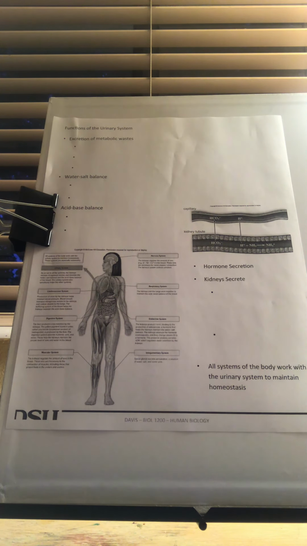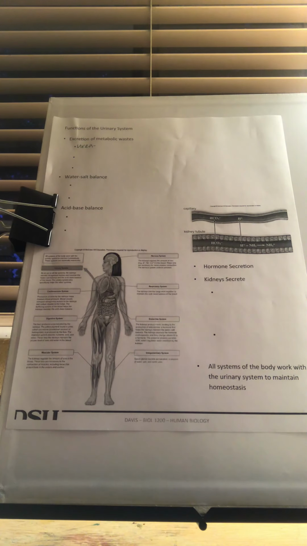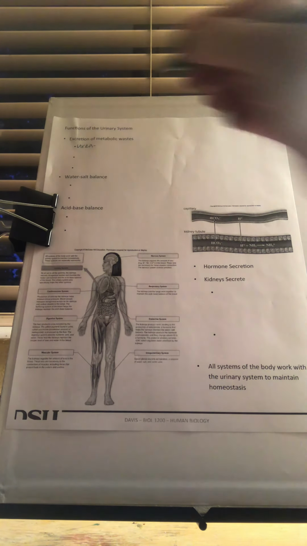All right, let's start with functions of the urinary system. So first is the excretion of metabolic waste. Remember that metabolism refers to all the chemical reactions that have taken place in the body. So the waste products from those chemical reactions are going to be excreted through the urinary system. One of those waste products or byproducts is what we talked about in the last section with the digestive system. It's urea. And if you remember, this is a byproduct of amino acid breakdown.